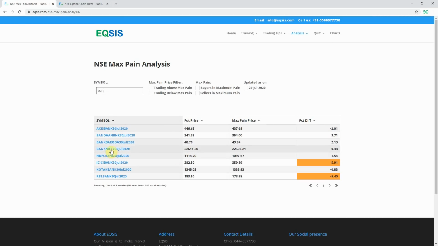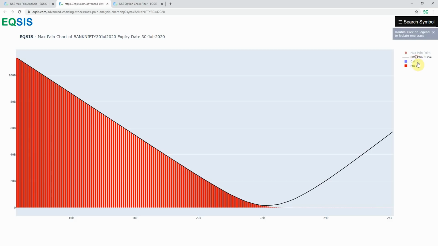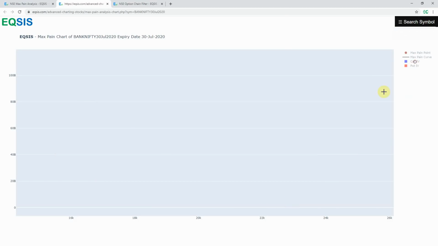If I take Bank Nifty for 30th July, I'm recording this on 28th July around 6:30, 7 o'clock, whereas now I think it's post expiry. I hope you can see this particular area. So now try to understand. Let me keep only the call options alone.